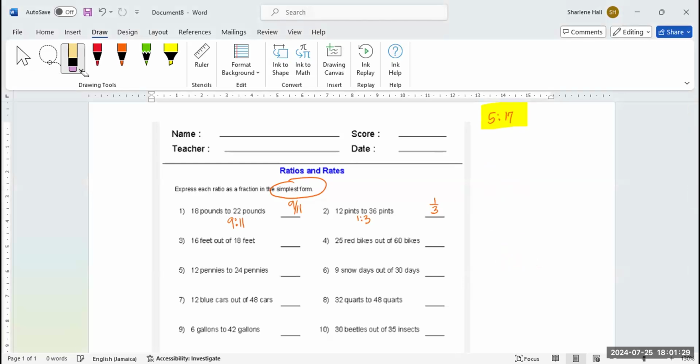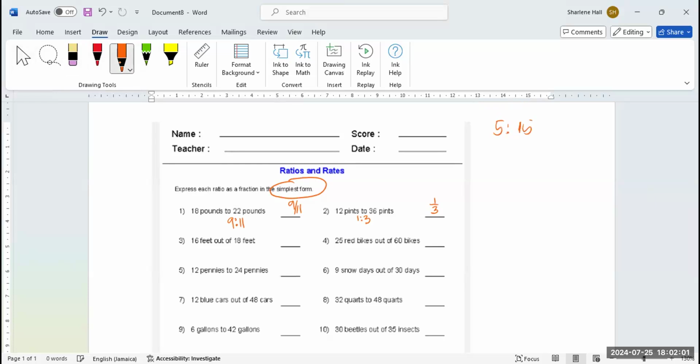Sir, up top you have 5 to 17. It's supposed to have 15, or is that different? No, that's a different question. That's a different question. So what I'm saying to you is that was a different question.